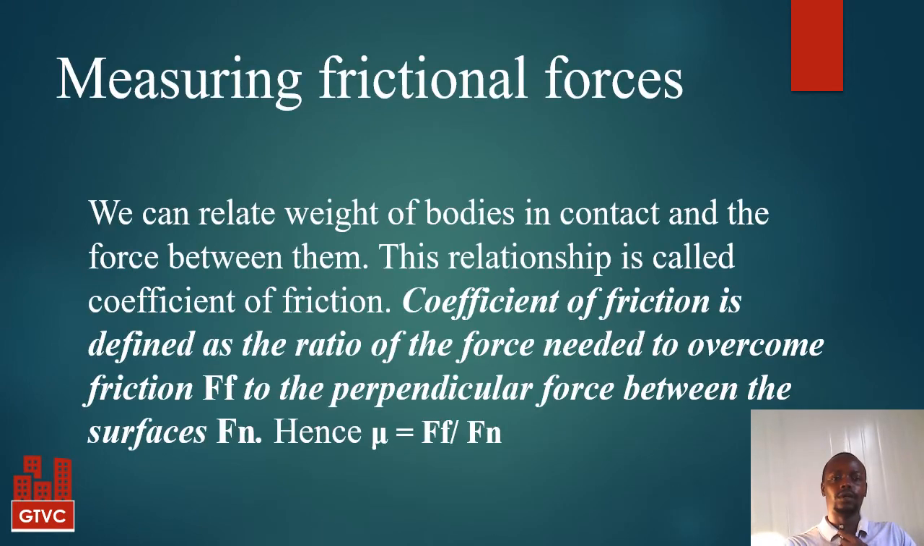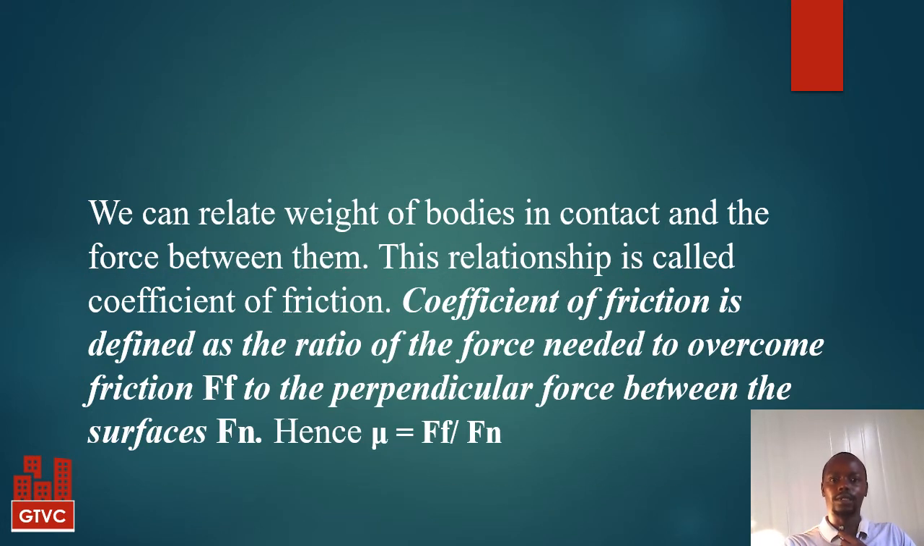Now we want to see how we can measure friction. Measuring of frictional forces: we calculate the weight of bodies in contact and the force between them. This relationship is called the coefficient of friction. Coefficient of friction is defined as the ratio of the force needed to overcome friction, that is Ff, to the perpendicular force between the surfaces, Fn. Hence, you can say the coefficient of friction can be calculated by taking Ff divided by Fn.